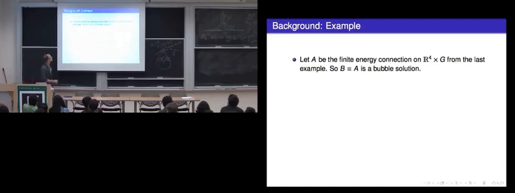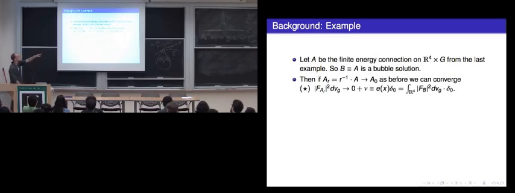So recall, right? So let's take our connection A just from our original example over here, maybe the explicit one we wrote down or some other finite energy connection on R4. Then since it's a four-dimensional solution, I'm going to just be annoying and call it B also, right? It's also a bubble. So A equals B. So our original connection A is also a bubble solution.